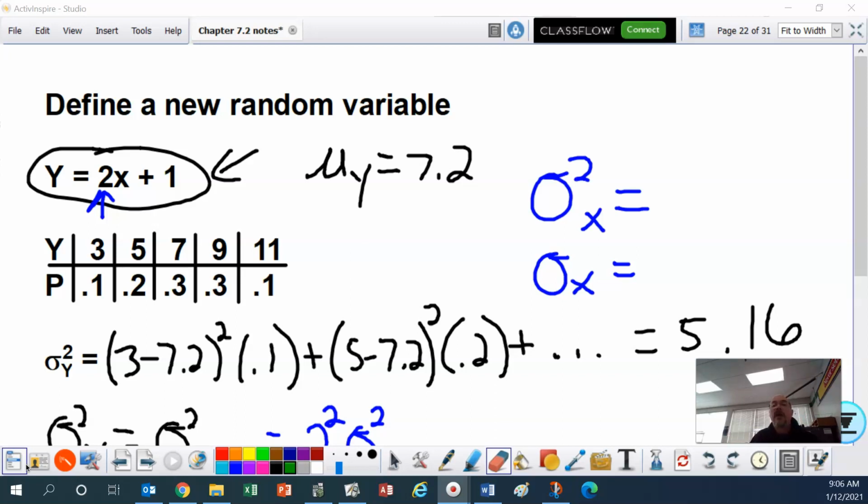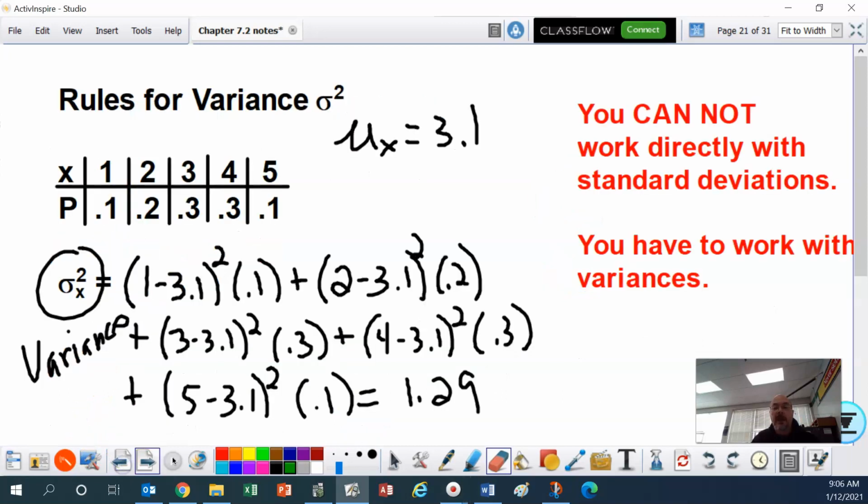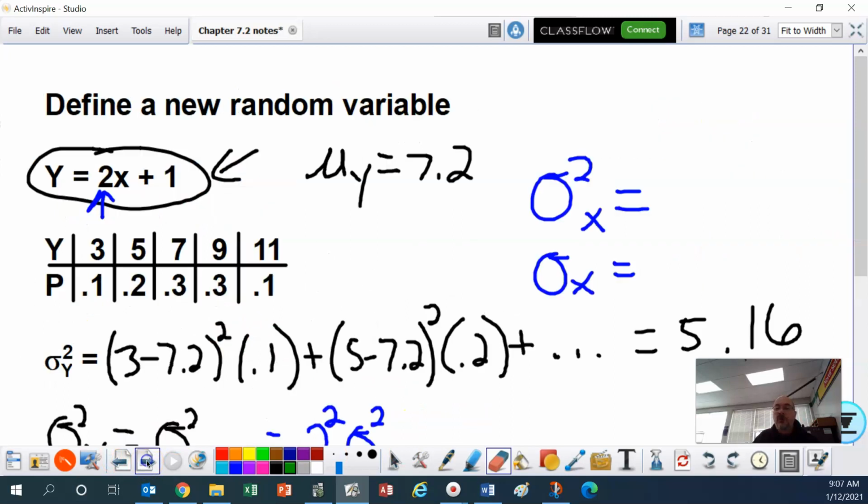Hold on here. So the variance of the original, okay, let me back up. Okay, here it is, right? So this is the variance of the original one, 1.29. Okay, sorry about that. I was going back to that first problem. So the variance of x is 1.29.